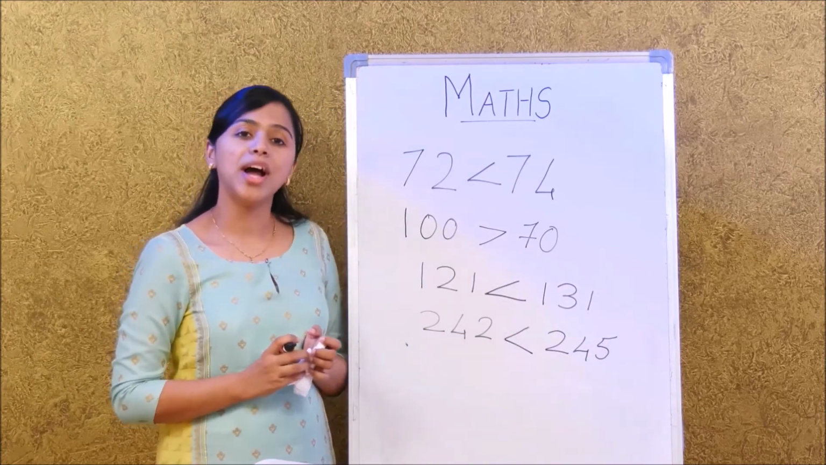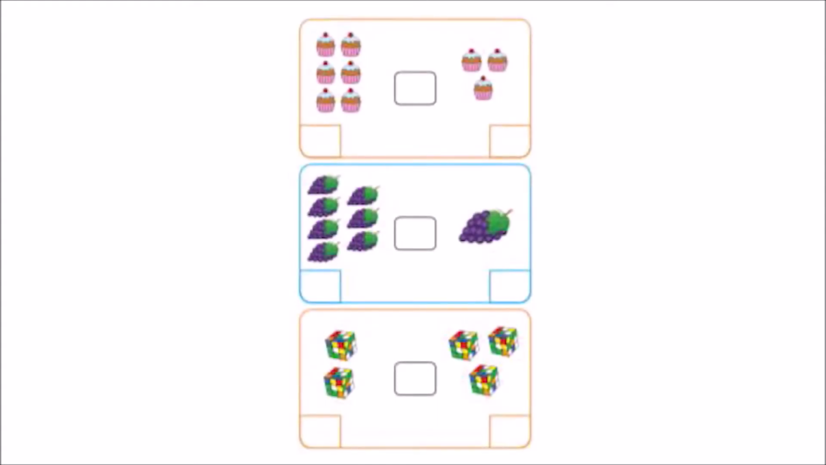Very good. Now let's look at the exercise that's given there. On the next page we have: count and write the number of objects and then put the correct sign. So we have 6 cupcakes on one side and 3 cupcakes on the other side. Which is greater? 6 cupcakes, right? Very good. And then we have grapes. We have how many? 1, 2, 3, 4, 5, 6, 7. 7 grapes on one side and then we have just 1. So 1 is smaller than 7, right? So we need to put the appropriate sign, that is the greater than sign.